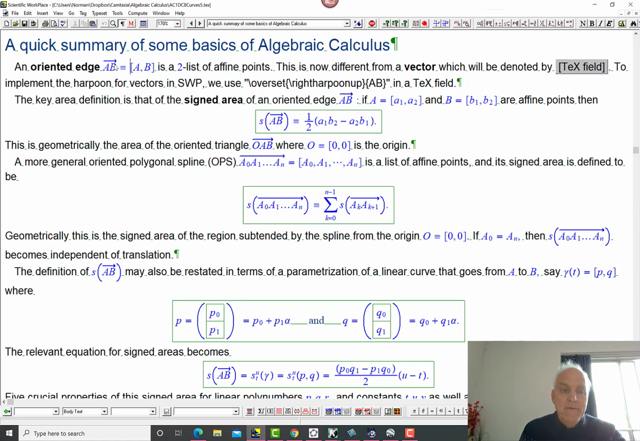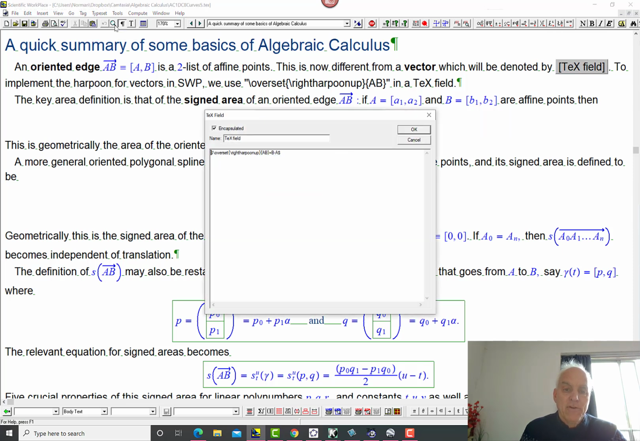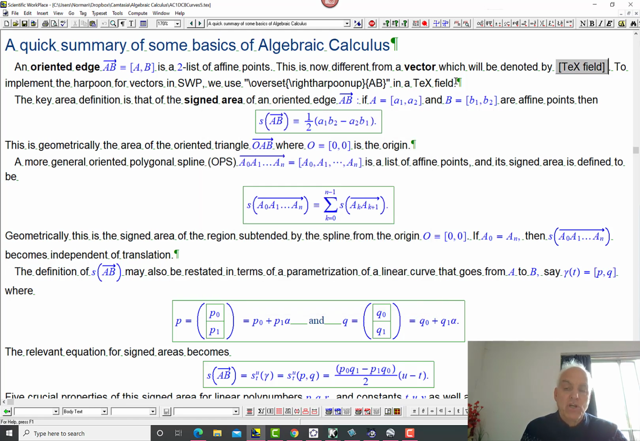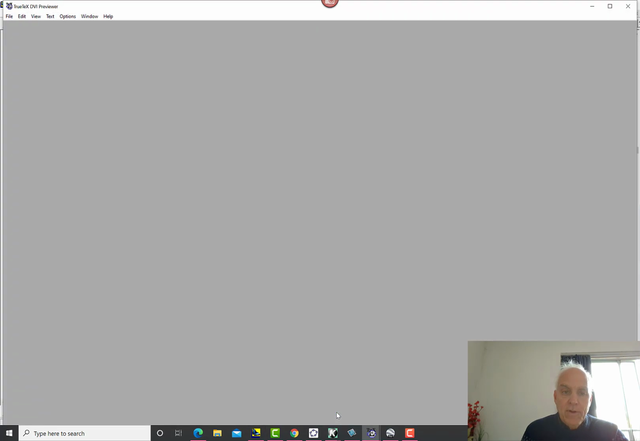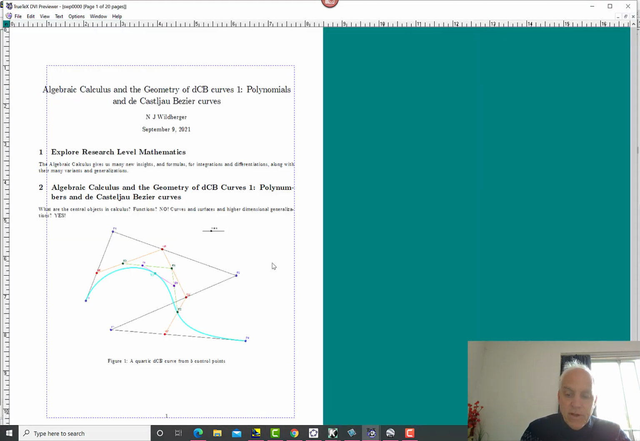Now, this is not to be confused with the idea of a vector, okay? A vector, well, that's in Scientific Workplace a little bit challenging to do. So I use what's called a TeX field. You can do an encapsulated TeX thing here. Let me just show you what that is. So there's this command, overrightharpoon up AB. Okay, so that's a way of creating a more traditional vector arrow with just one kind of barb. If I typeset this, you'll see what the difference is. Let me typeset things. So I hope you can see this.